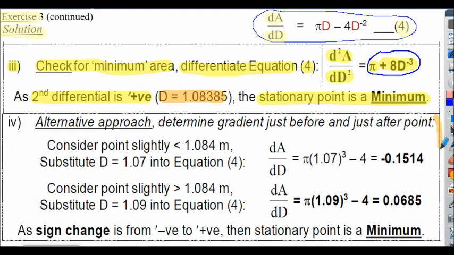I've just shown another way of calculating the minimum using this alternative approach, but I suggest using the second differential as shown in step 3, finding the type of turning point.